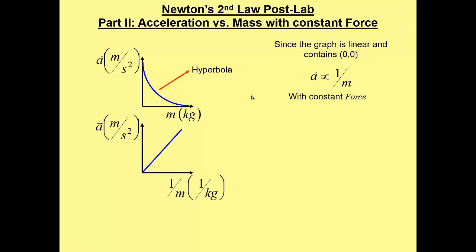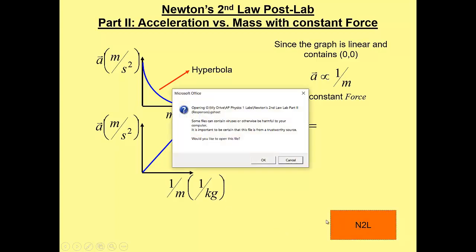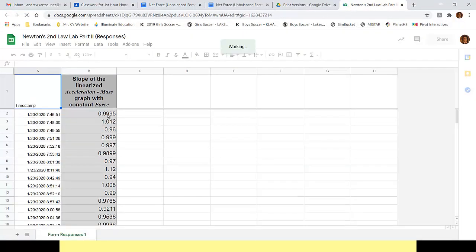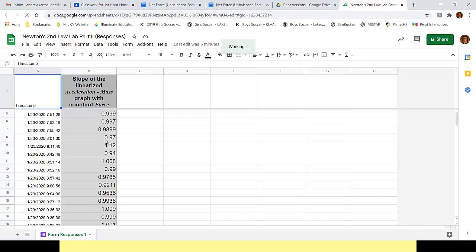So now that we understand the basic relationship, an inverse relationship, we can build a math model not out of the original graph, because it's not linear, but out of our linearized graph, using, of course, y equals mx plus b. So the y variable here, what we graph on the y-axis, is the acceleration. It's going to equal your slope. So let's take a look at what we got for slopes in this half of the lab. You'll notice they're all pretty close to one another. Some are a little bit less than 1, some are a little bit more than 1.